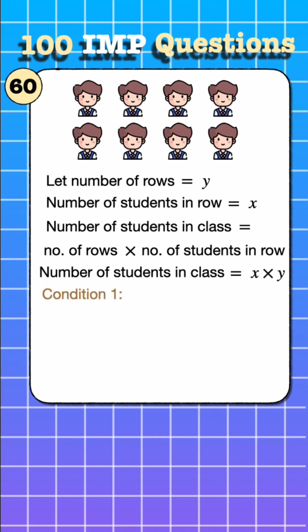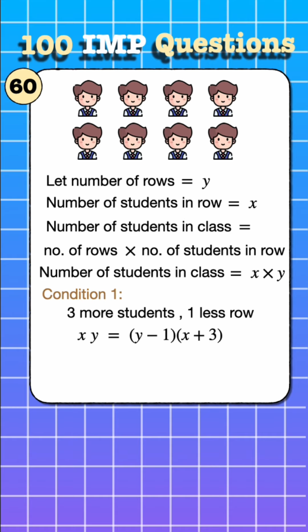The first condition is that if you add 3 more students in each row, then you will get 1 less row as compared to previous. So originally the number of students is not going to change, right? So we can write xy is equal to, now the new rows are 1 less and the number of students is 3 more. So it will be (y minus 1) into (x plus 3). Okay, (y minus 1) into (x plus 3).